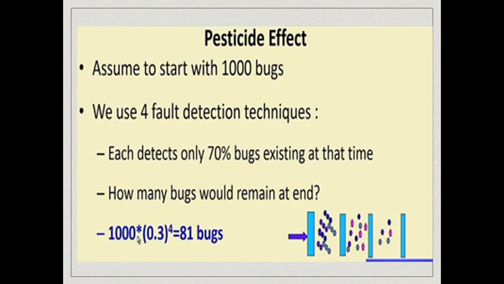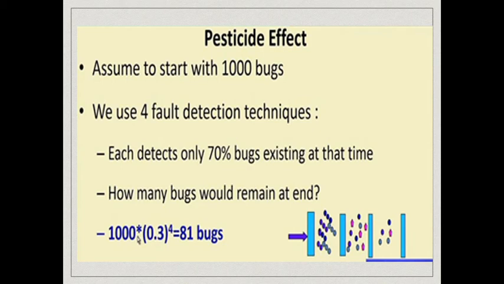Now let us do a small arithmetic, a small problem based on the pesticide effect. Assume that we had 1000 bugs and we deployed four fault detection techniques, and each technique is highly successful. Unlike what Capers Jones had written, our techniques could detect 70% of the bugs existing at the time. So after the application of four detection techniques, how many bugs should remain at the end?